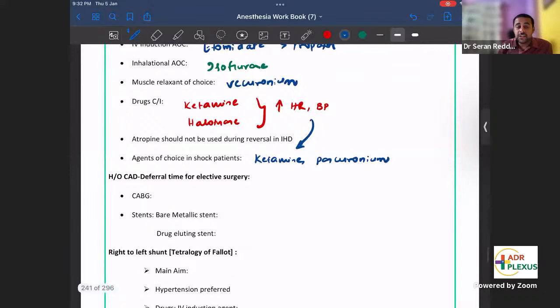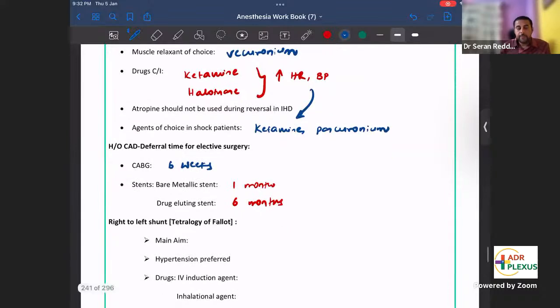Yesterday we discussed, if a patient had CAD and a stent has been inserted, what is the deferral time for elective surgery? If it is a bare metal stent, it is 1 month. For a drug-eluting stent, it is 6 months. The elective surgery has to be postponed. And in CABG, we have to postpone for 6 weeks.